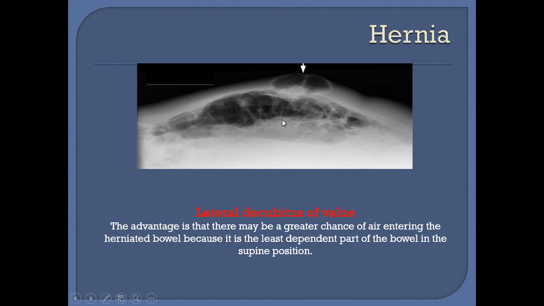There is a greater chance of air entering the herniated bowel loops because it is the least dependent part of the bowel, especially in the supine position. So we have shot it in the lateral decubitus view. You can see the hernia, the dilated loop just beneath the anterior abdominal wall.